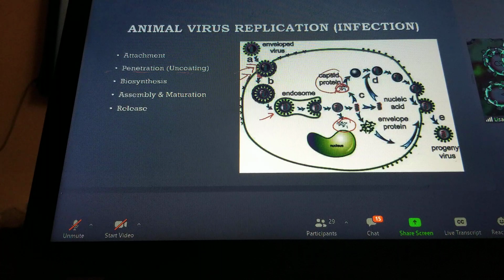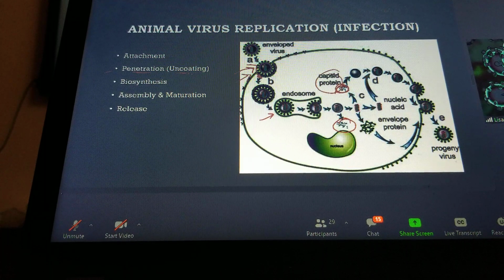Whereas in receptor-mediated endocytosis, you should remember from your anatomy classes, is where multiple receptors bind, and then the animal cell will phagocytize or endocytize the entire virus and take it in. Okay, so we have two different forms of penetration. Then we have biosynthesis. So here, letter C here, we have biosynthesis occurring. We're making all of these envelope proteins. We're making copies of the genetic material. We're creating new capsids. And then we have assembly and maturation.